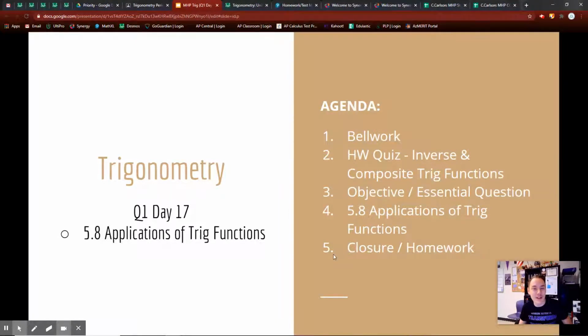5.8 applications of trig functions. That's what we are going to be doing today. This is the last lesson, the last lesson of trigonometry.